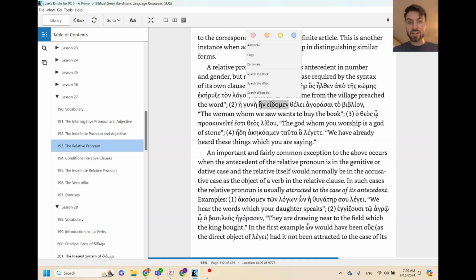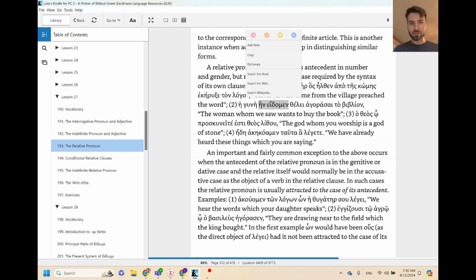Whereas hen is accusative because it's the direct object of "we saw." So it's "we" that's the subject of "saw." We saw her, or whom, the woman whom we saw, or we saw her, the woman who wants to buy the book. So that's why it's accusative. The case is determined by how it's used in its clause, whereas the number and gender are determined by what it's modifying.